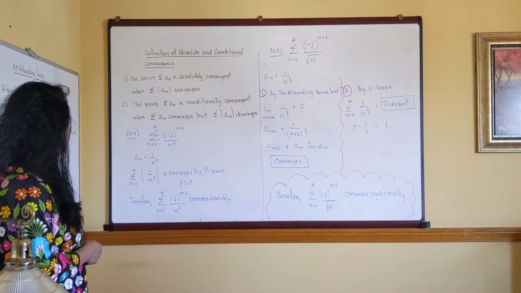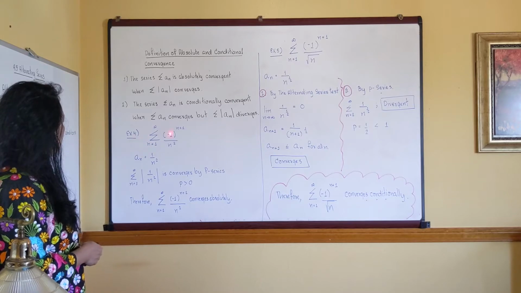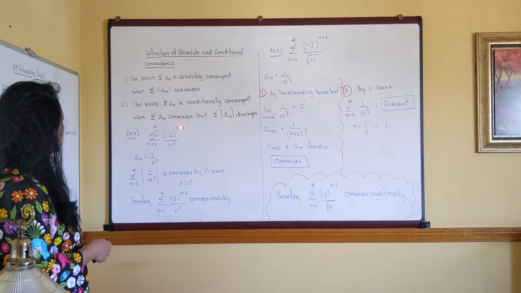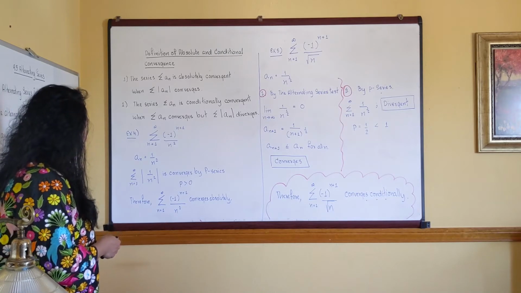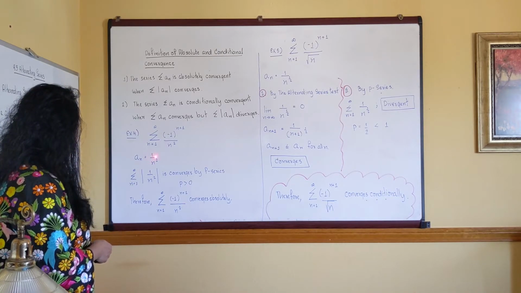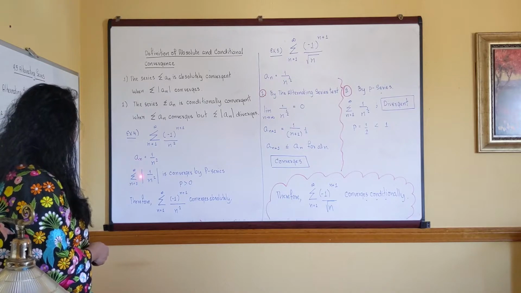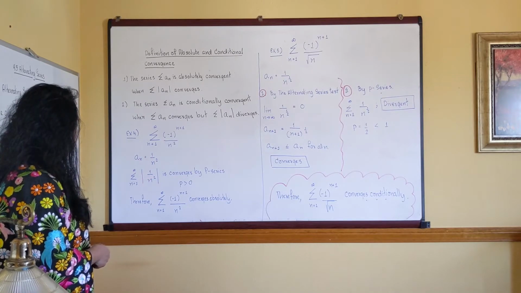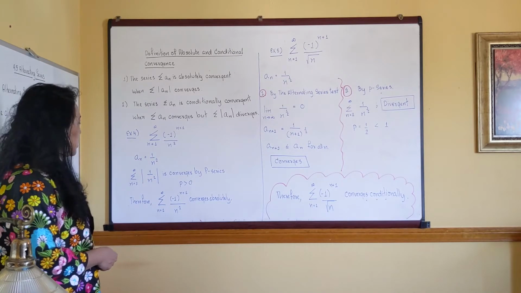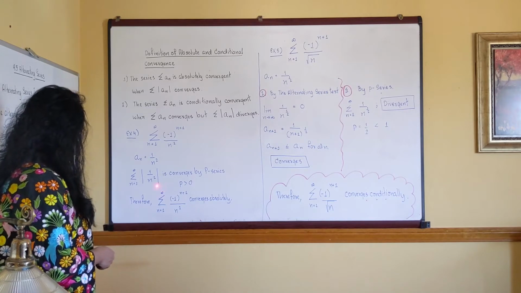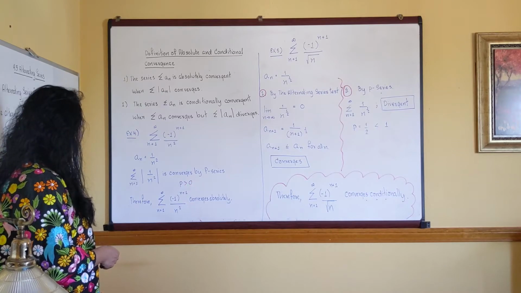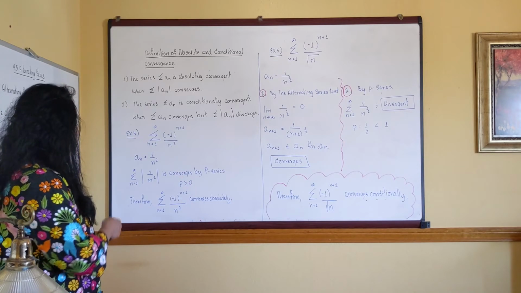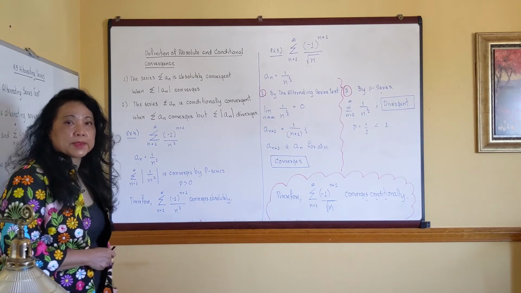Let's look at this example, number 4. I have this series. If you put it in the correct form, my a sub n is 1 over n squared. If I put a sub n in absolute value, you can see that using the p series, my p is 2, which is greater than 1, so it converges. So this whole thing converges absolutely.